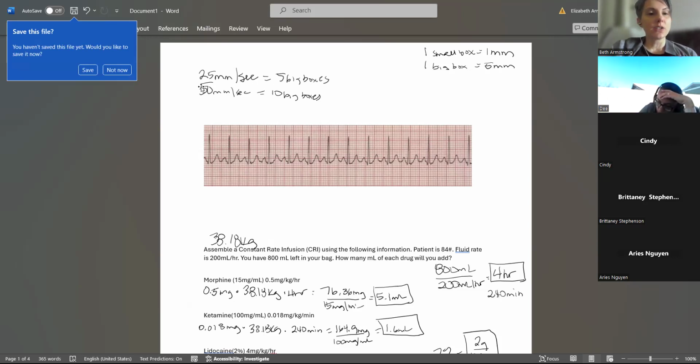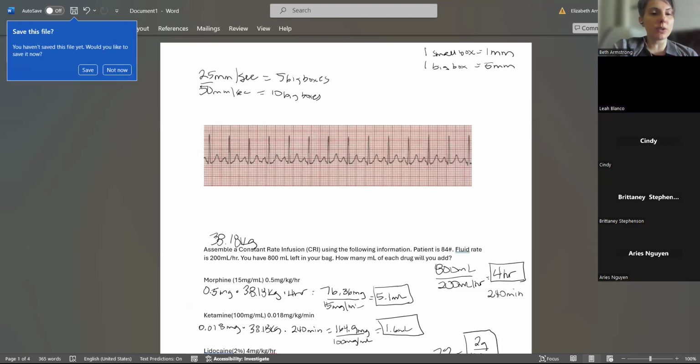All right. So if this was 25 millimeters per second, we are going to count these boxes across to see how many seconds we have. So I have 1, 2, 3, 4, 5. So this is 1 second worth right there.